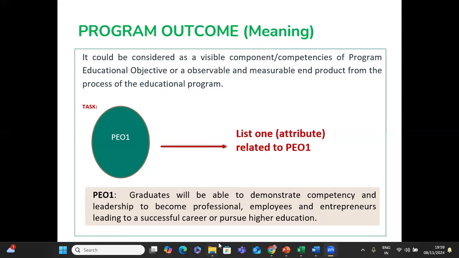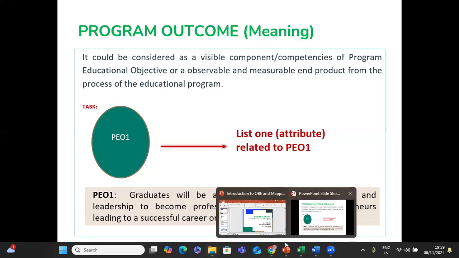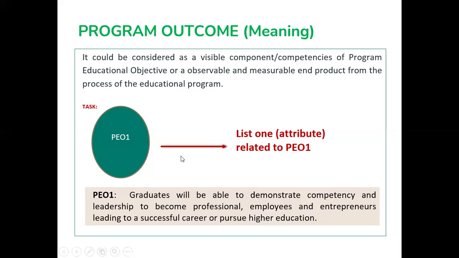So we have seen this, the PEO: graduates will be able to demonstrate competency and leadership to become professional employees and entrepreneurs, leading to a successful career or pursue higher education. Here, one answer is leadership qualities. Yes, definitely, leadership quality is an attribute required for this. One more is administrator. Okay.